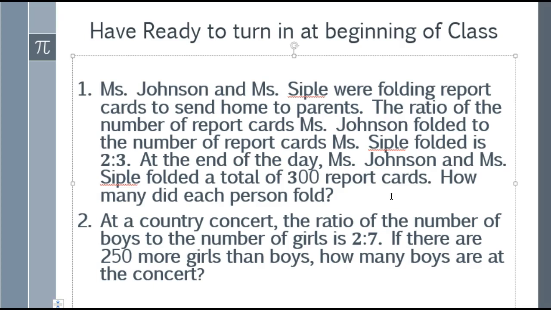Number 2, at a country concert, the ratio of the number of boys to the number of girls is 2 to 7. If there are 250 more girls than boys, how many boys are at the concert? A little hint. Number 1, you're going to work just like we did in example 1. For number 2, you're going to work it like we worked in example 2. Have it ready to turn in tomorrow.